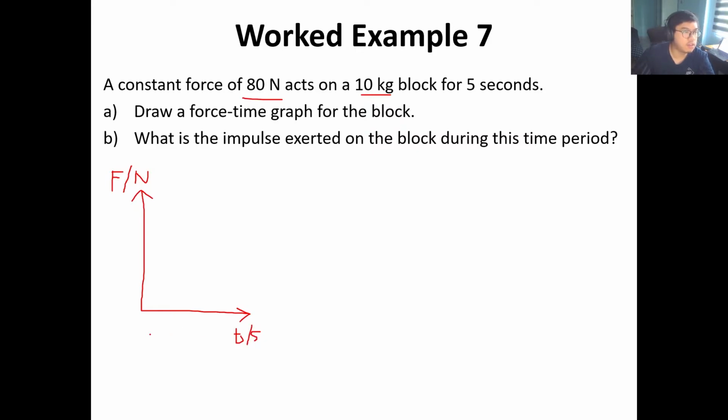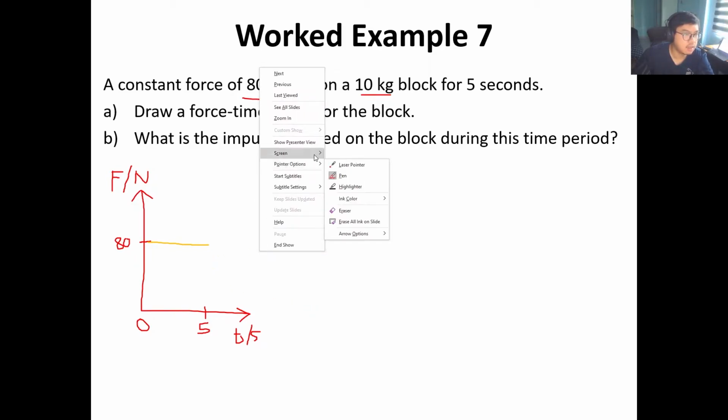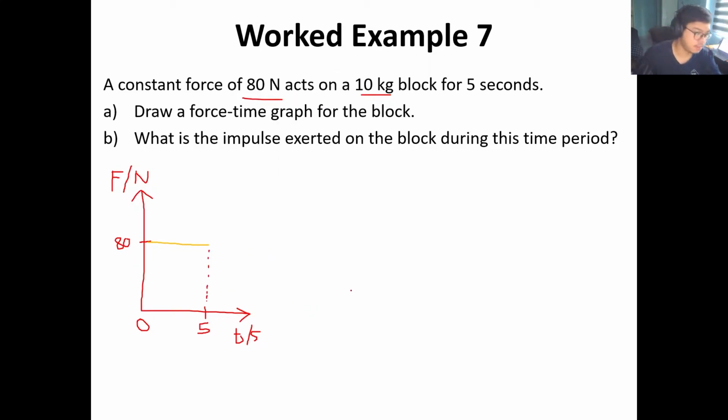There's a constant force of 80 newtons, and this acts on the block for 5 seconds. So from time 0 to 5 seconds, there is a constant force of 80 newtons. You just draw a constant force, which is a horizontal straight line, and that's pretty much it. And you're done.